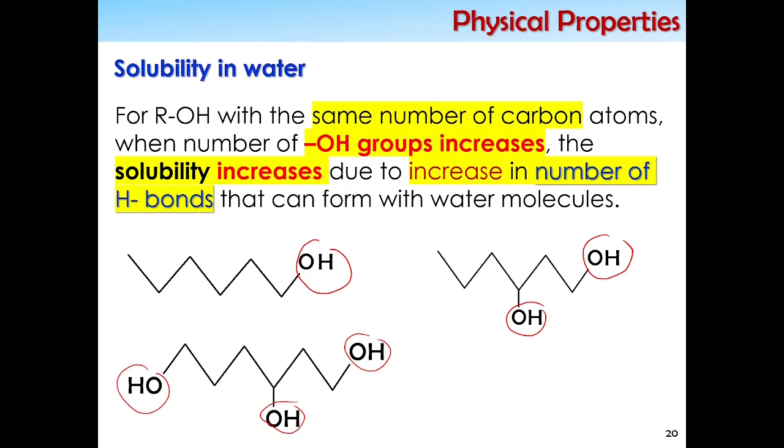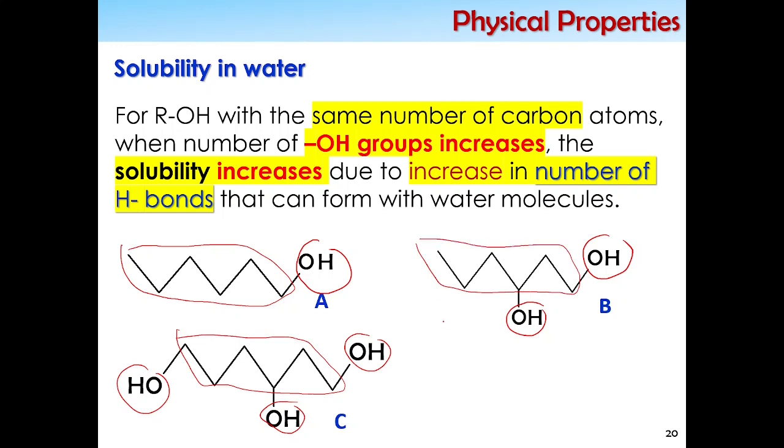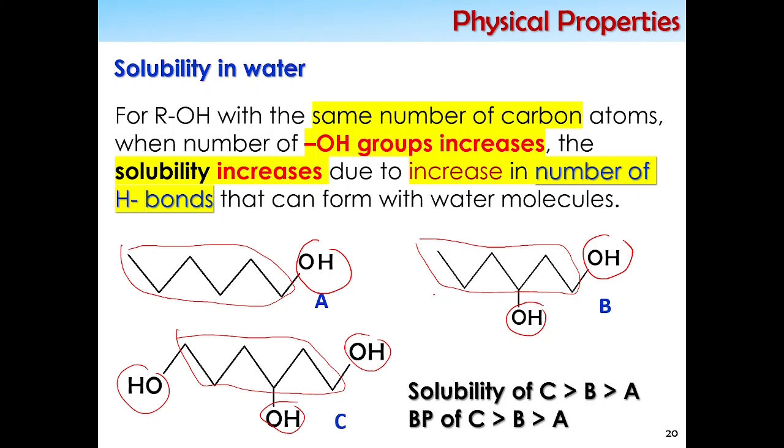So if we compare A, B, C here, we can straight away say C is much more soluble in water, because the number of carbons is the same and the alkyl chain is the same. What's different is the number of hydroxy groups. So C is the most soluble, and the same thing applies to boiling point. Because it can form more hydrogen bonds, it will be more difficult to break the intermolecular forces.